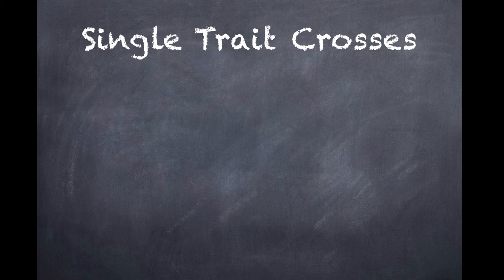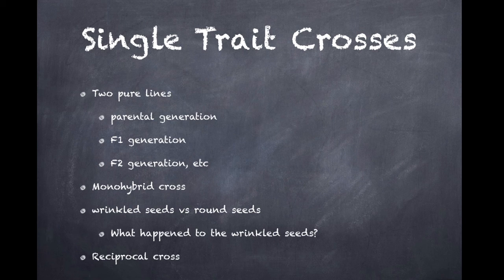Now, many times he used just single trait crosses. So he would use strictly plants that were purple flowers with plants with white flowers. Those were considered your parental generation. The plants that were created when you cross-pollinated the purple flowers with the white flowers, those were your F1 generation. And then beyond that, you've got your F2 generation and so on and so forth.